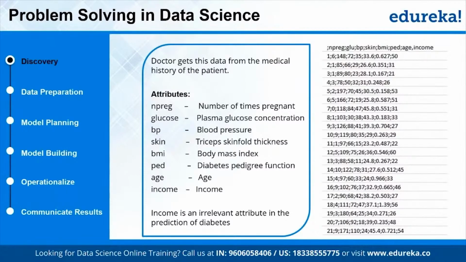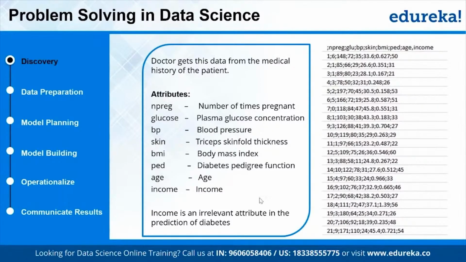Okay, this is a medical history of a patient and you have been given this data set. Where you say that we do have number of times pregnant, glucose level, BP, BMI, diabetes pedigree function, age, income. Now you know that income is irrelevant attribute in the prediction of diabetes. It has nothing to do, right?